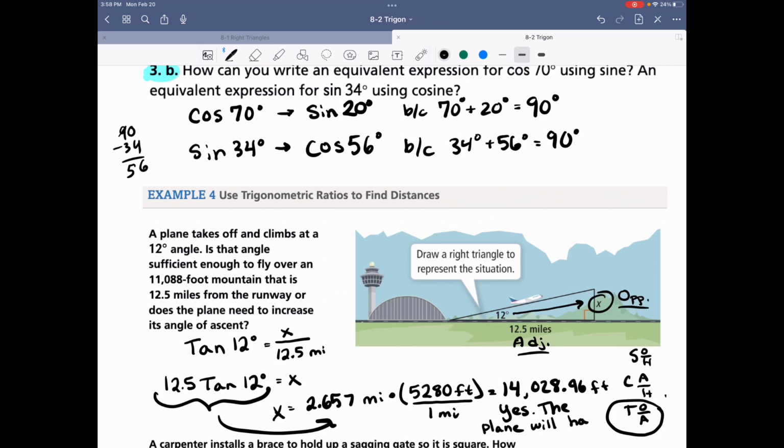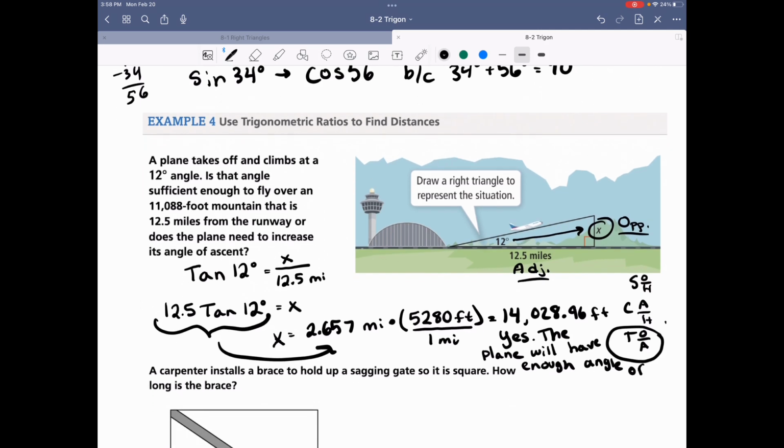So that would be yes, the plane will have enough angle of ascent. Right? Because it only needs to get over 11,000 feet. And we're going 14,000 feet.